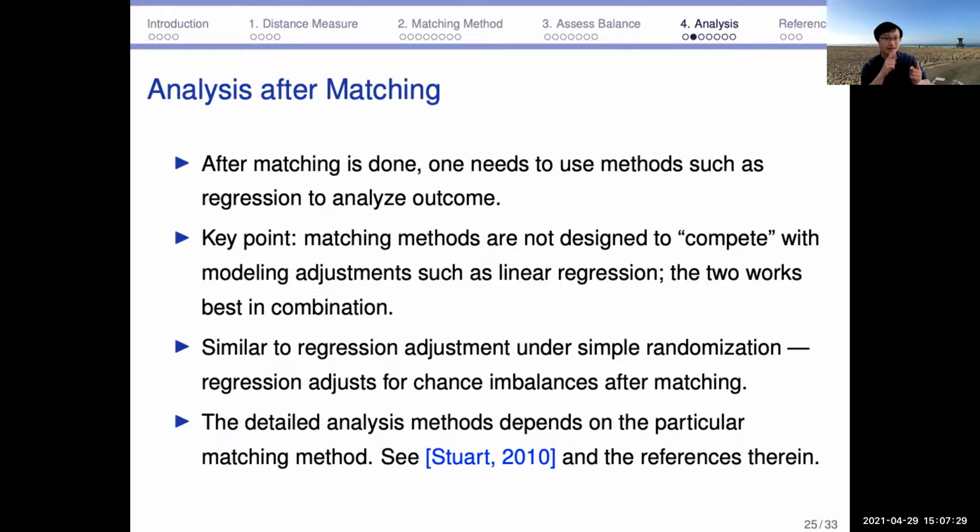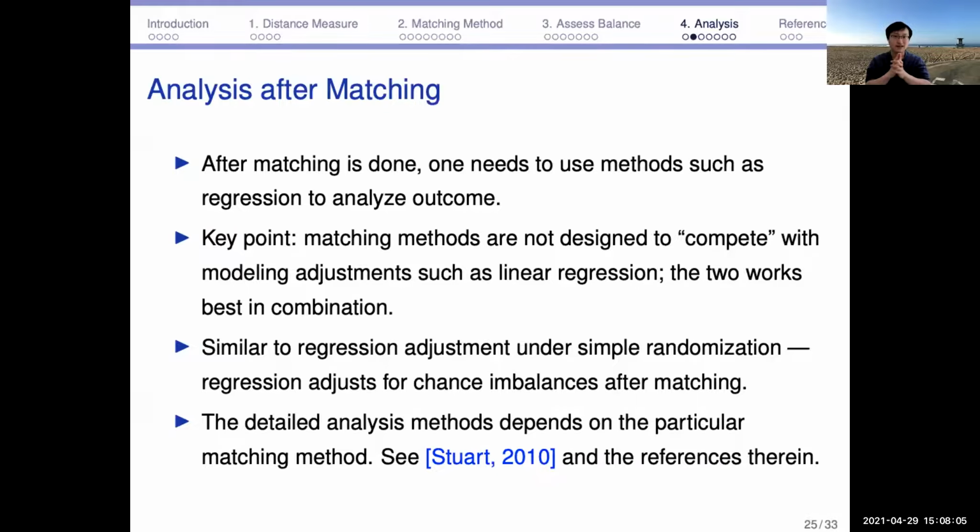So similar idea applies here for matching. The key point that I want you to remember is that although in the matching procedure, we are constructing a data set by finding a treatment, finding a control that looks just as the treated, we're not trying to compete with modeling. We're not trying to say that after this matching, we have these two columns, the treated outcomes and the control outcomes, just calculate the difference and that's it.